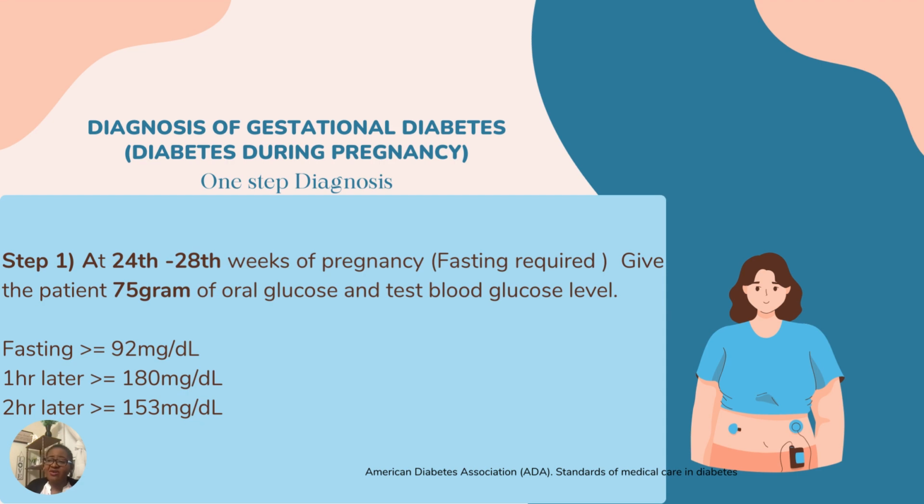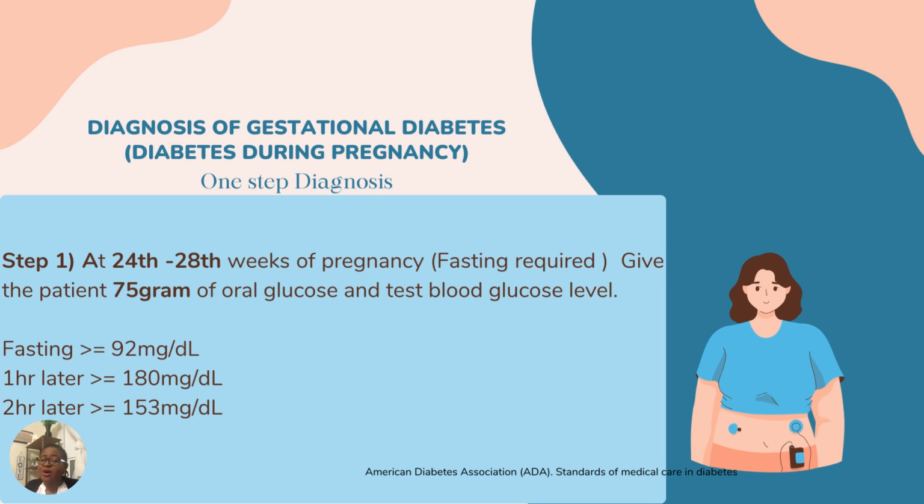then we give her the glucose. Now in the one-step method, what we give the pregnant woman to drink is 75 grams of oral glucose. She drinks this 75 grams of oral glucose. 1 hour later, if her blood glucose level is greater than or equal to 180 milligram per deciliter, then she can be diagnosed with gestational diabetes.